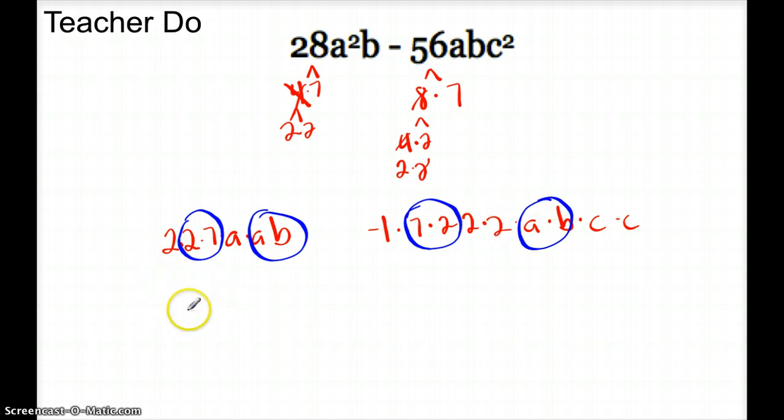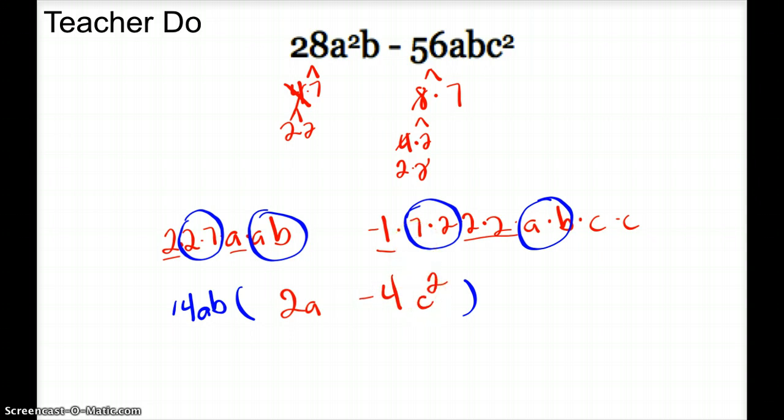So 2 times 7 is 14, and then A, B. The leftovers from each group. First group has a leftover of a 2 times A, which is 2A. Here, negative 1 times 2 times 2 is negative 4, and then C squared.